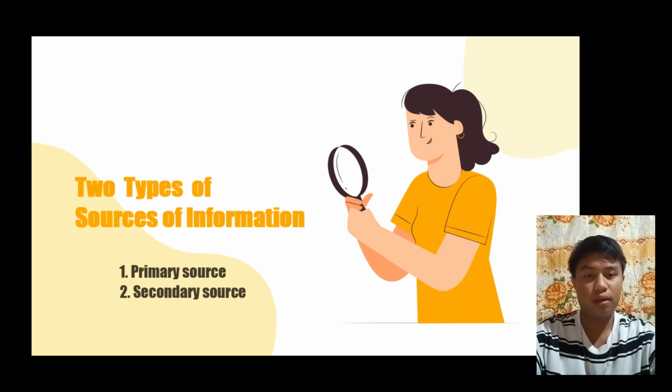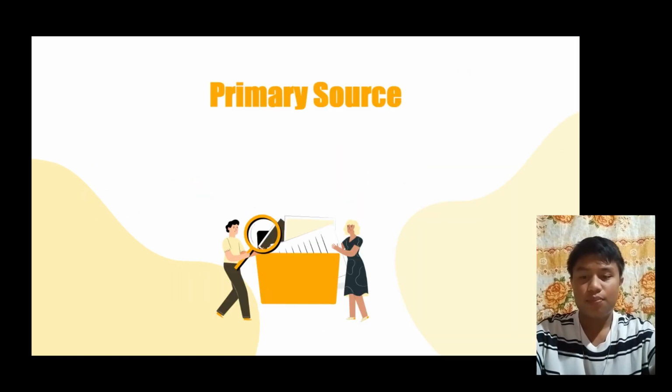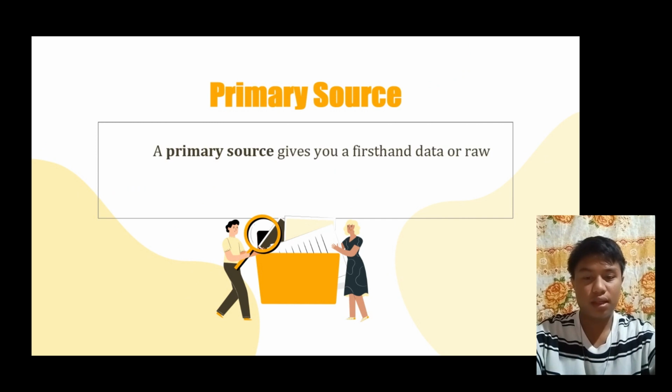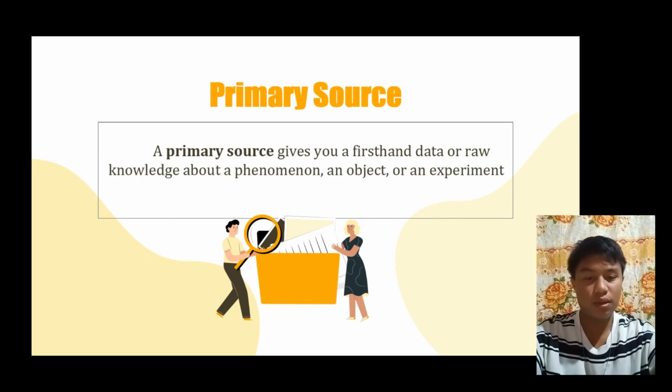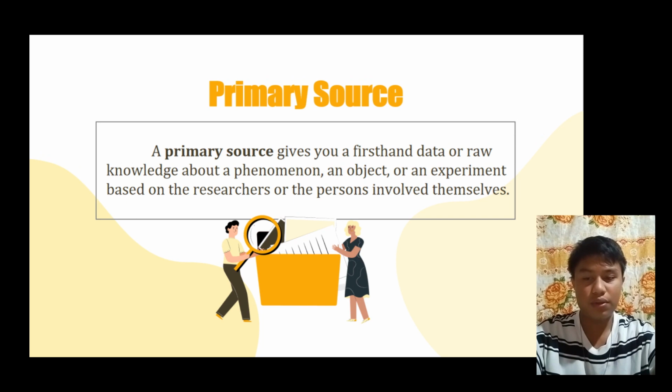I'm going to explain and discuss to you what a primary source is. A primary source gives you first-hand data or raw knowledge about a phenomenon, an object, or an experiment based on the researchers or the persons involved themselves. However, primary sources need permission or authorization from the researchers first before you can use them. Sometimes, in the case of primary sources, the research has not been published yet.